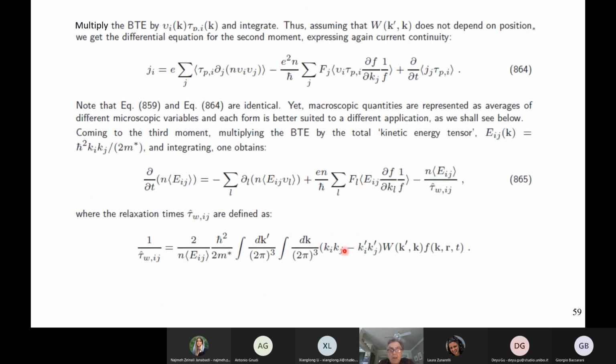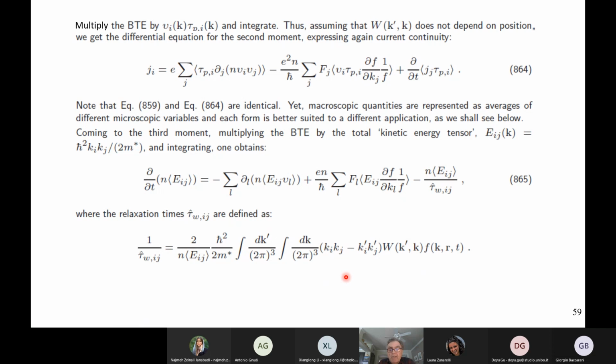Here I have the same thing for a given element of the energy tensor, so a k-square term. What is the difference between the before-collision and after-collision energy, this component of the tensor, multiplied by the probability that a transition happens per unit time, normalized by the expectation value of the energy, and integrated over all possible initial and final states. So this will have the dimension of a time, which is coming from this W. It gives me the rate at which energy relaxes.